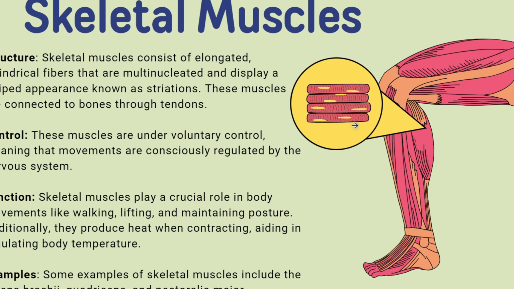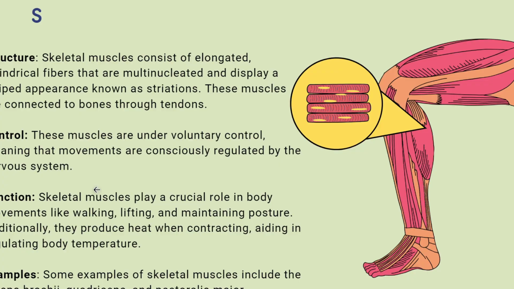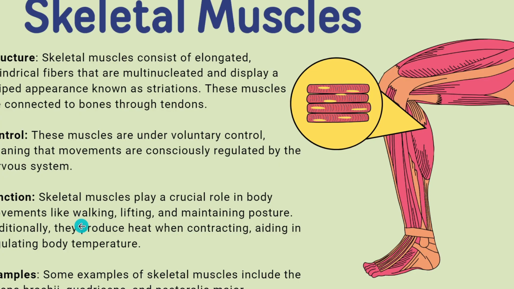We have already seen earlier that these are connected with bones via tendons. Other than that, these muscles are under voluntary control. Out of the three muscle types, these are the only ones that are, which is the reason we can contract, flex, and all that, meaning that these movements are consciously regulated by the nervous system.